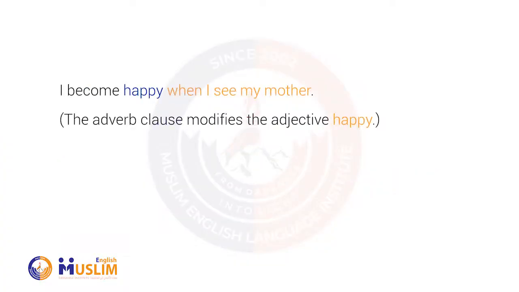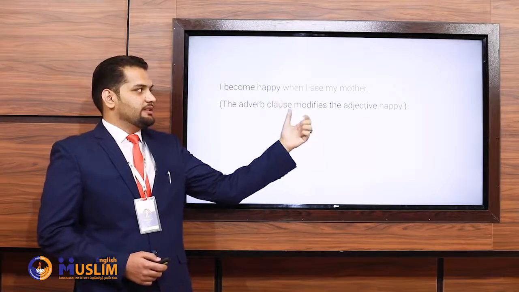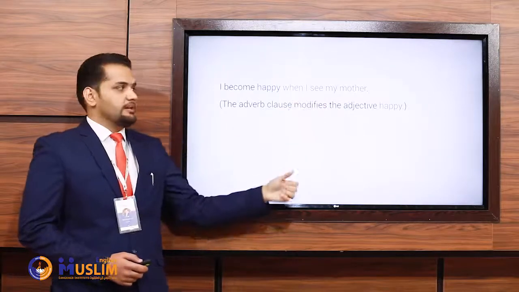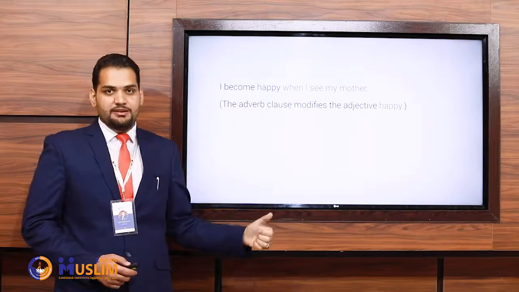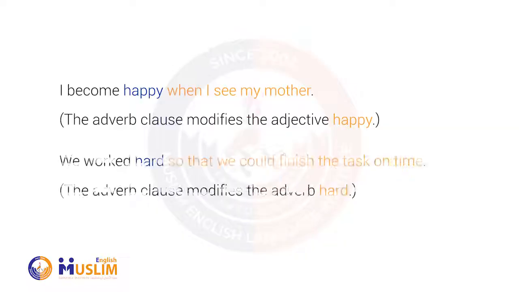Next example, I become happy when I see my mother. When do I become happy? When I see my mother. In this sentence, when I see my mother is giving more information about the adjective happy. That's why we call it an adverb clause.